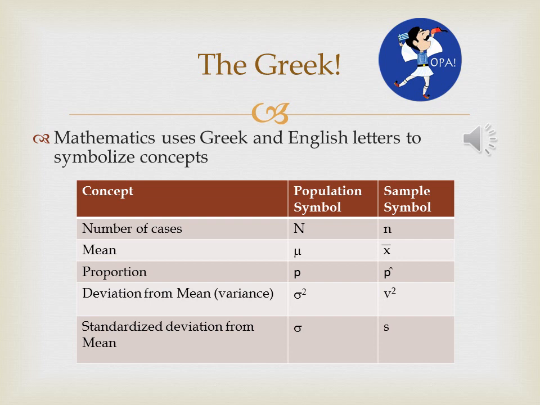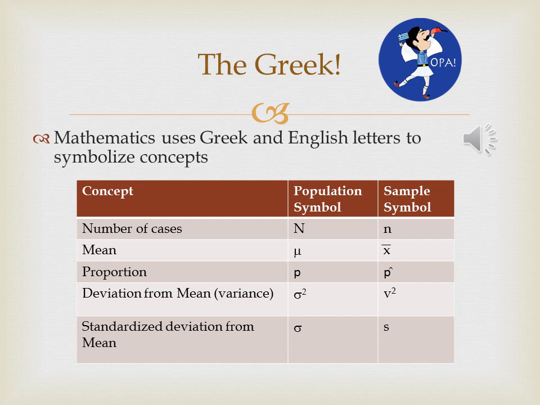For example, number of cases. If it is the number of cases that are in the total population, you would signal that with a capital N. If it's the number of cases in the sample that you've taken from the population, that would be signaled with a lowercase n. The mean of the population, if mean is an appropriate measure for this given concept that you're trying to look at, then the Greek letter mu is the signal for population, and an X with a line over the top of it is the mean of the sample that you've drawn.